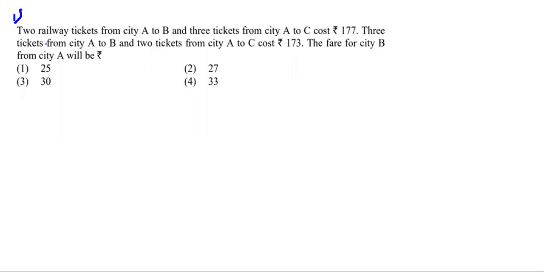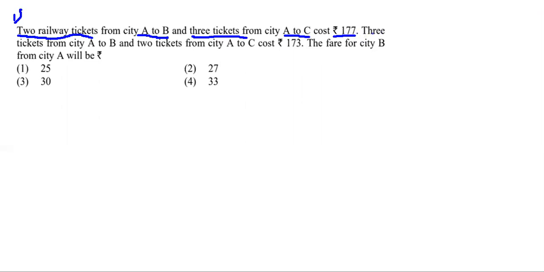So, the question says, two railway tickets from city A to B. So let's just note the points. Two railway tickets from city A to B and three tickets from city A to C cost rupees 177. That is the total cost of two tickets from A to B and three tickets from A to C. That total cost is given to be rupees 177.